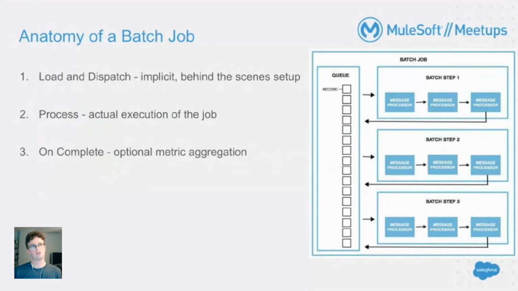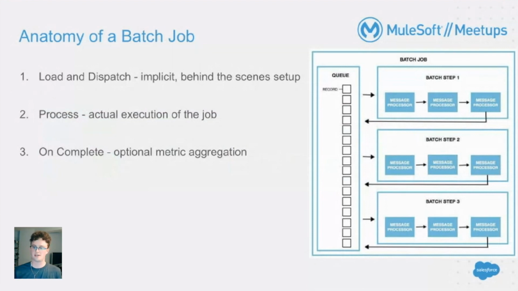So a batch job consists of 3 main phases. The first of which being this load and dispatch phase that happens entirely behind the scenes. This isn't really something you have a lot of influence over. Basically, you're going to take in your payload, whatever it is, your array of 1 million contacts, for example. It's going to take that payload, split it into records. And the way it does that is similar to the for each scope. If you've used that, you basically give it an array and it takes each individual element of that array.